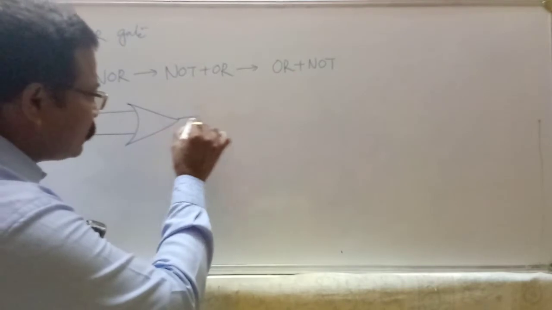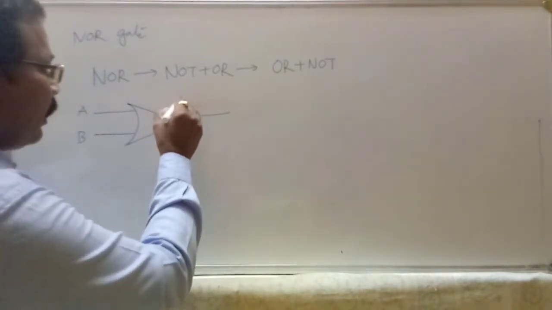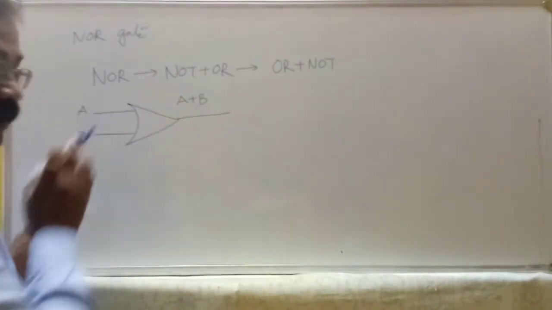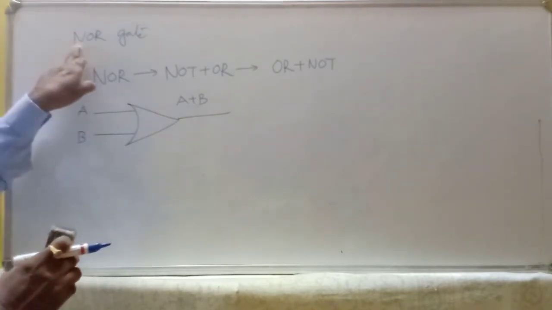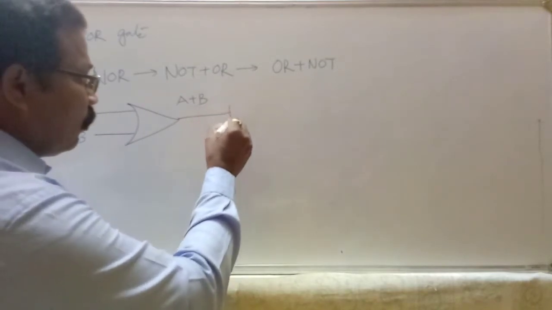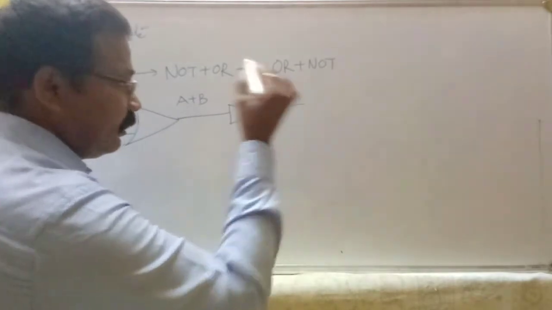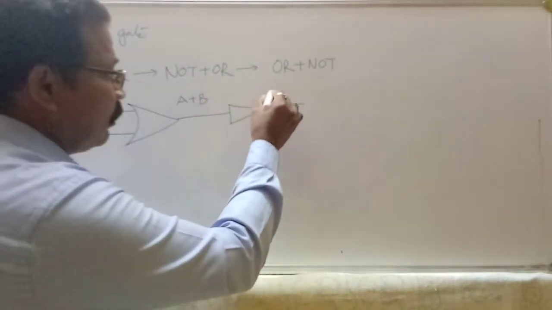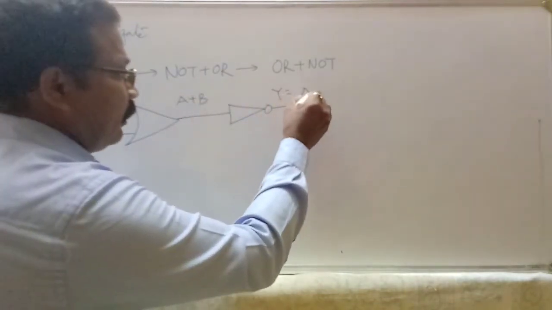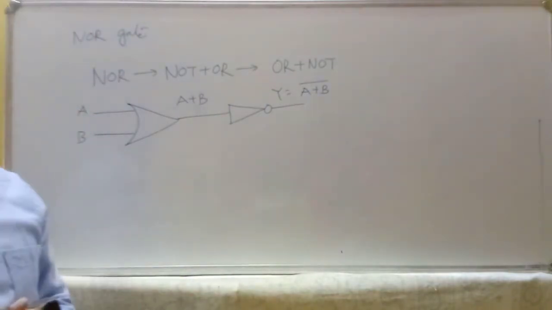Here, what is the output of this OR gate? OR gate is used for logical addition, so this output is A plus B. This is the OR gate. But NOR gate is the combination of OR gate plus NOT gate. Here we are adding the NOT gate. Now what is the total output of this entire circuit? Y is equal to (A plus B) complement, A plus B whole bar.